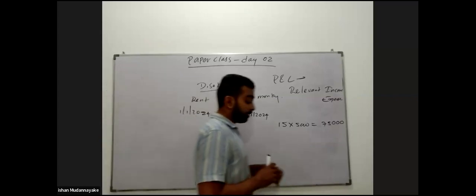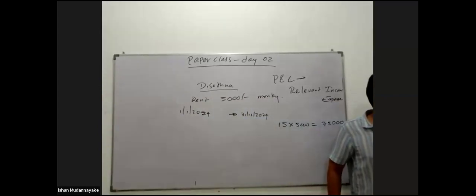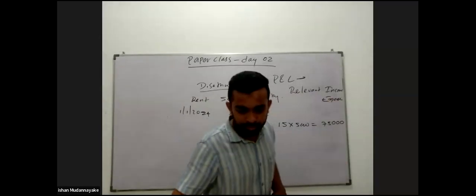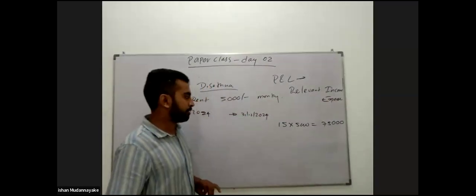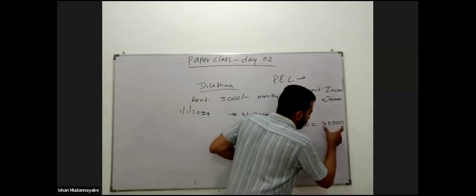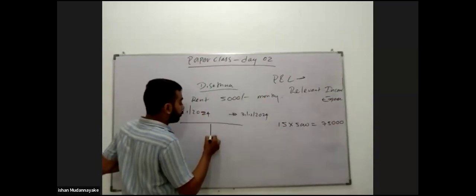Ramesha, this has not paid rent for 15 months. Then students, 15 months. What is the double entry for this? 75,000. Double entry? Cash book.